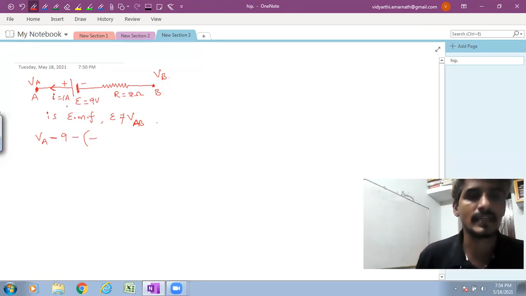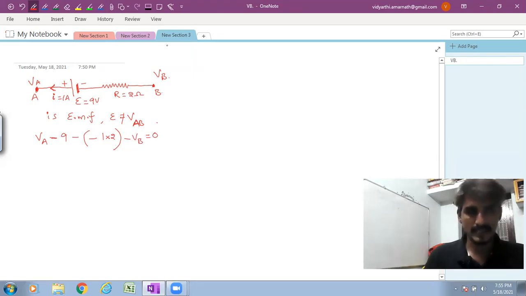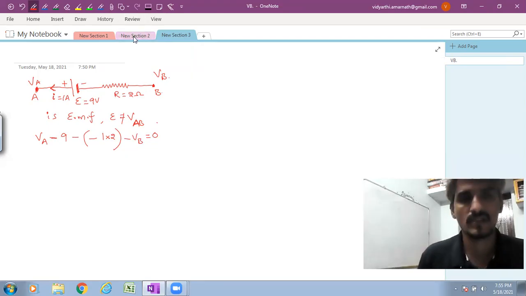Therefore, here the current is 1, and what is the potential drop across this resistor? According to Ohm's law, V is equal to IR. I is 1 ampere and R is 2 ohms, so 1 into 2 is 2. And minus VB is equal to 0, or else all of it is equal to VB.